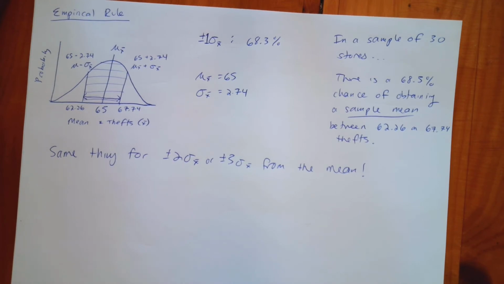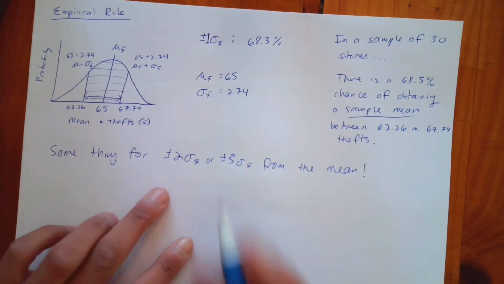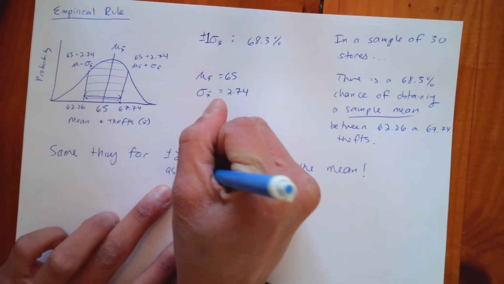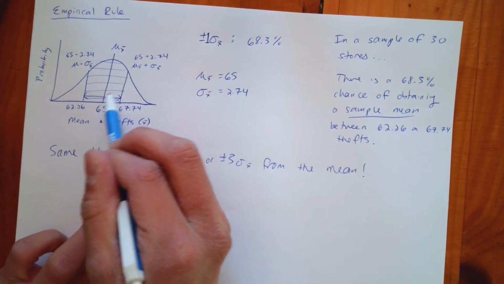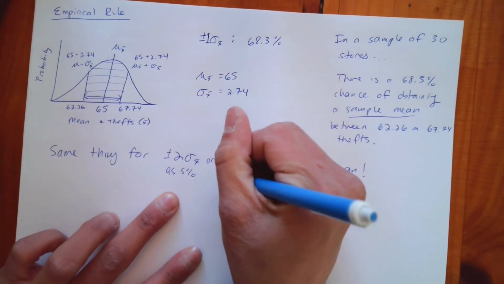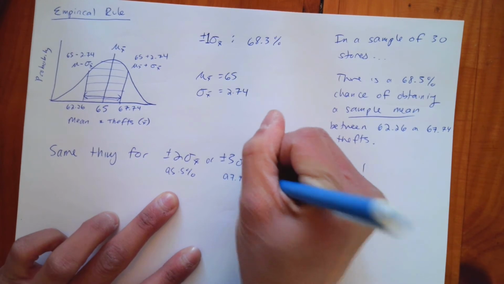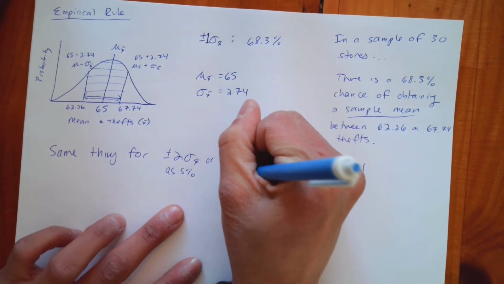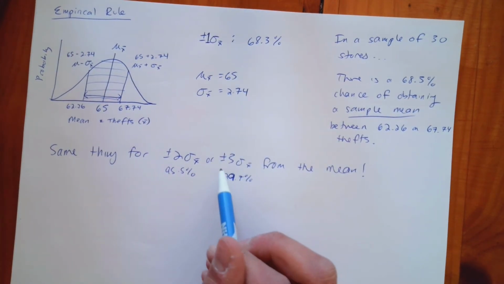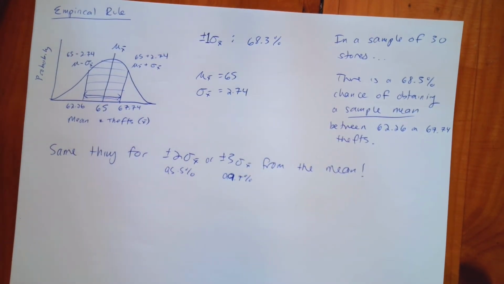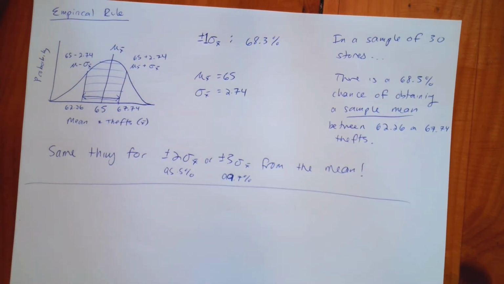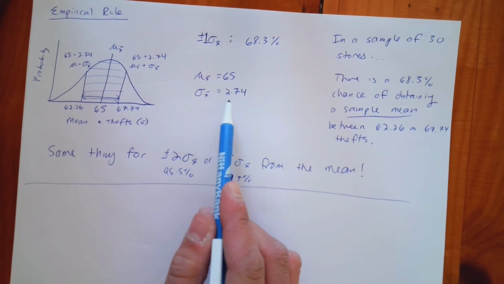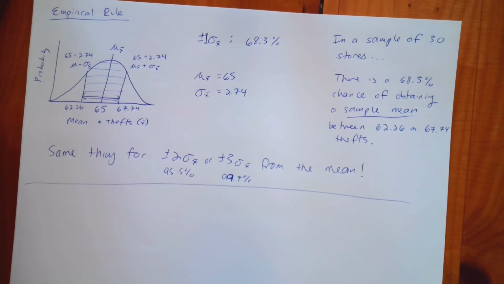But you could do the same thing here where you'd find 95.5% of your area under the curve within 2 standard errors, so 2 standard error jumps out, and you'd find 99.7% of your area under the curve within 3 standard errors of your mean. So same idea. The only thing that's different again is that you have to calculate this standard error, and then you're looking at the mean instead of the variable values.